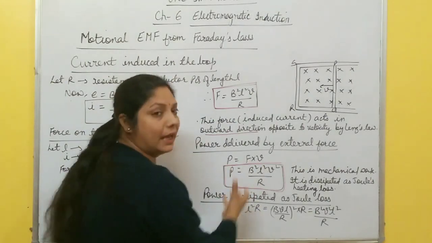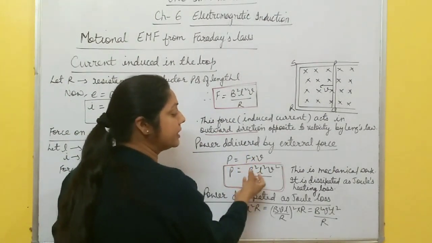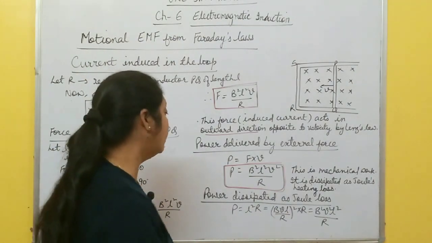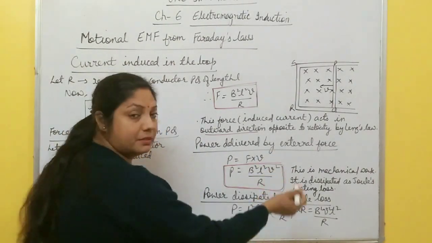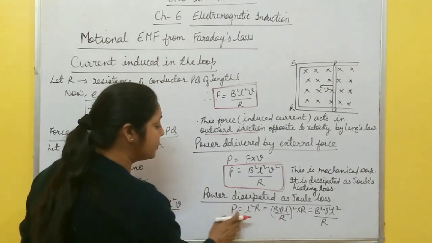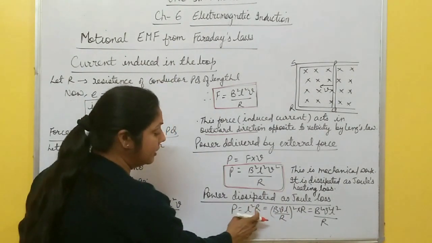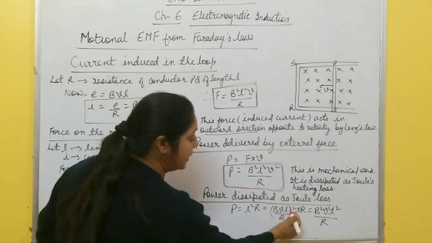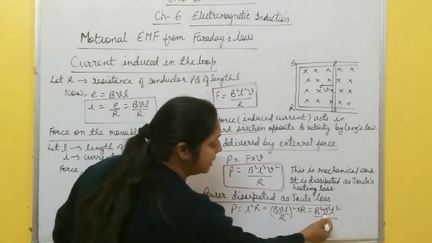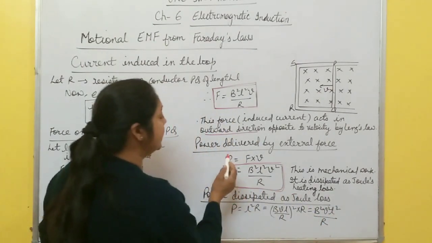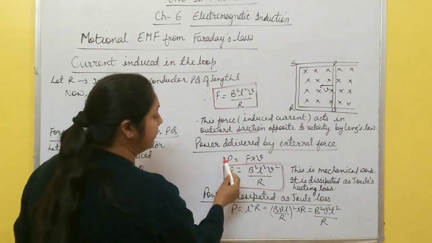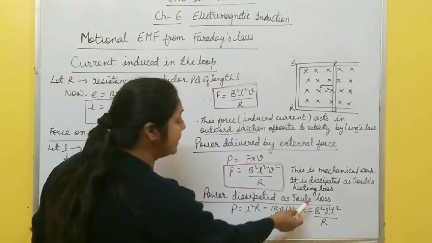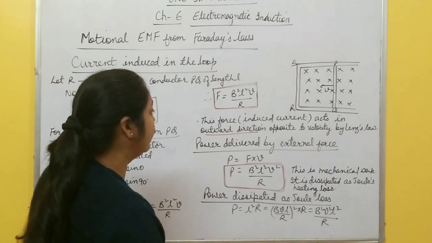It means this is mechanical work, and this work is dissipated as Joule's heating loss, right? How is power dissipated? This power is dissipated as Joule's heating loss. Power is I square R, and I is BVL by R. So if you put the value of I, BVL by R whole square, it becomes B square V square L square by R. So the power delivered by the external force is dissipated as Joule's heating loss, right?